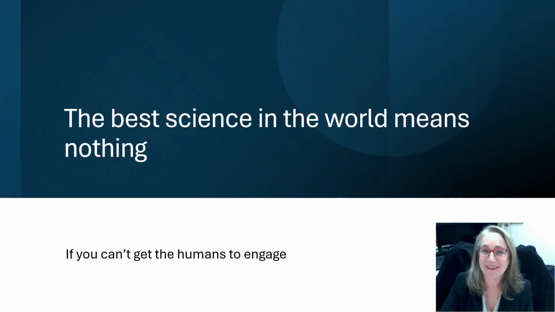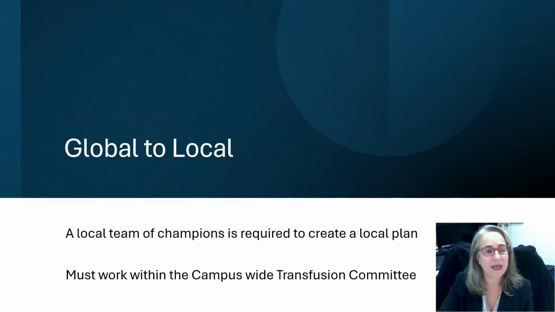Now, the best science in the world means absolutely nothing if you can't get the humans to engage. So let's have a look at a little bit of global evidence and the local way to implement that. You need a local team of champions to get this to work. You can't just buy a machine and put it in the corner and expect it to do it for you. You need a team, you need a plan, and you need to work within your campus-wide transfusion committee. So this is a real interdisciplinary task where the teams of critical care physicians and the hematologists need to work together, or it can never work.